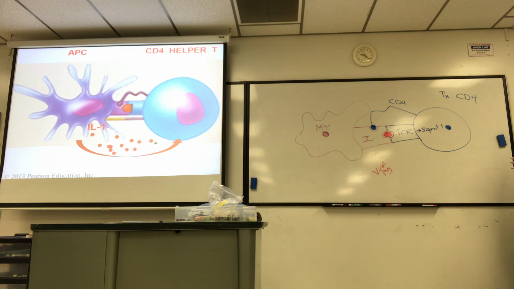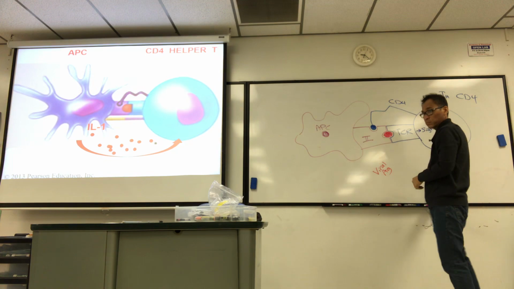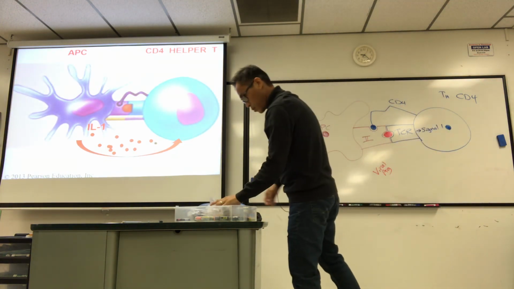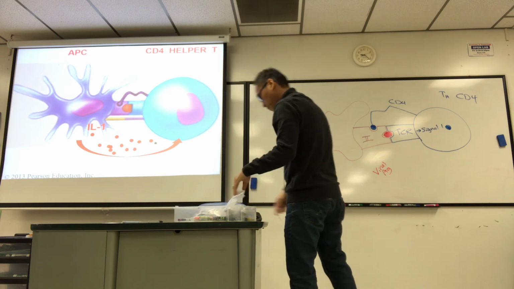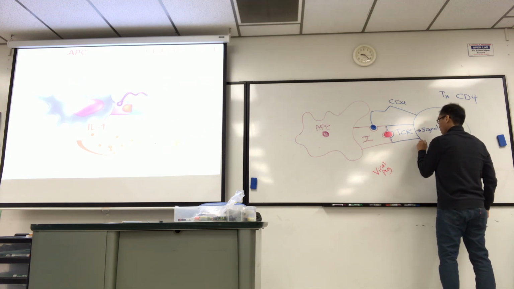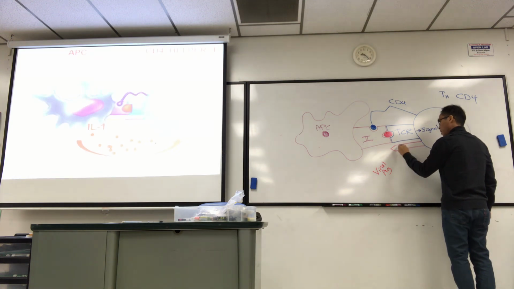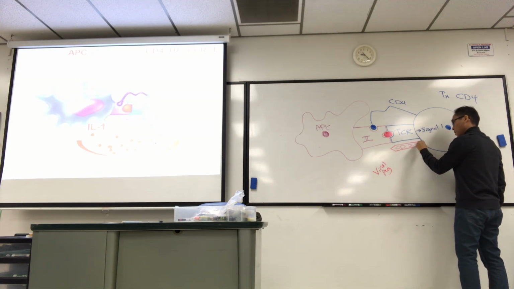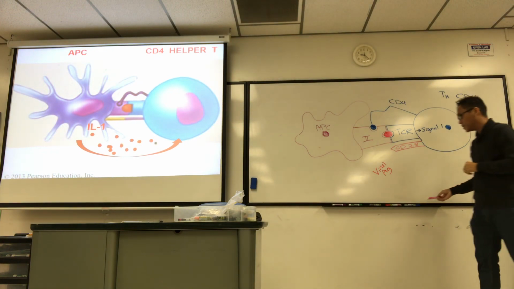To prevent unnecessary premature activation, you actually require a second signal. So, well, I'm just going to draw another ligand here. This is CD28. And it interacts with another ligand called B7.